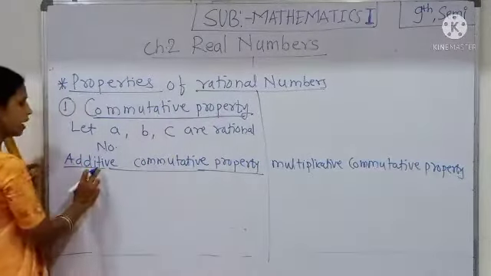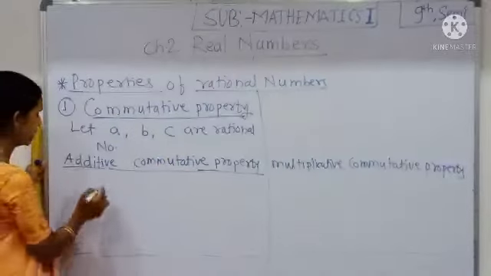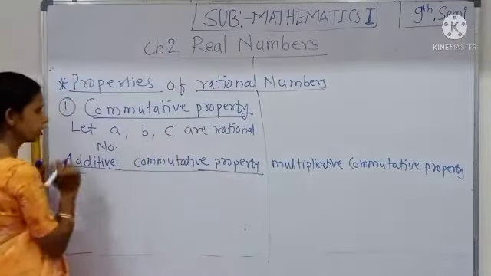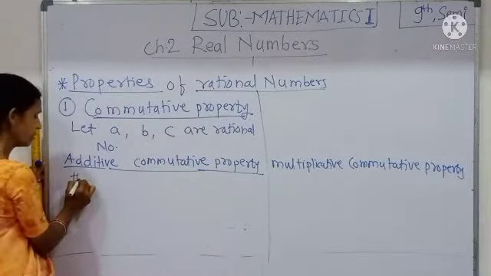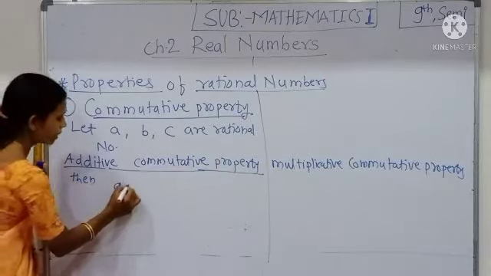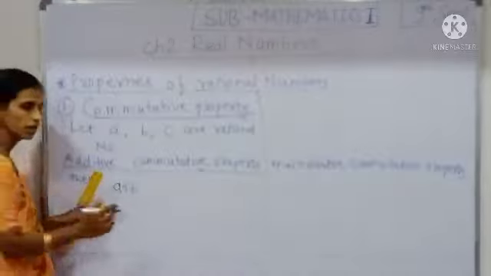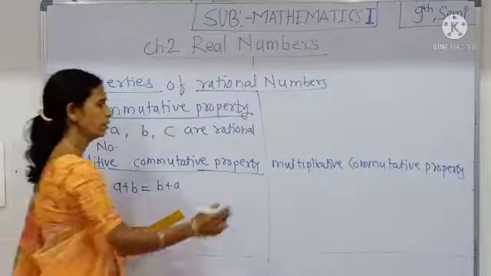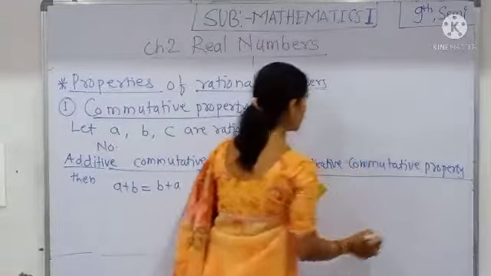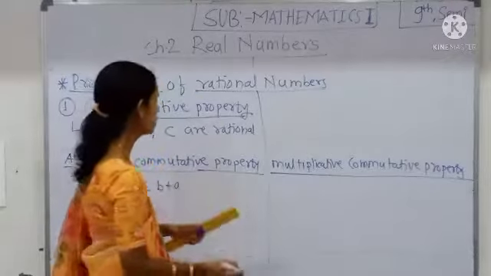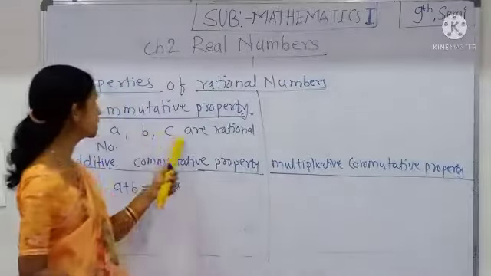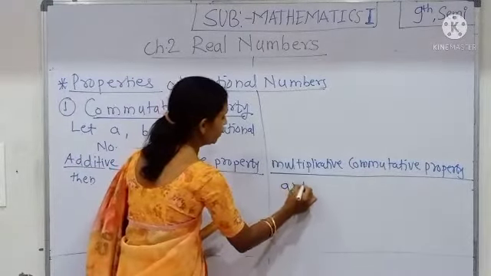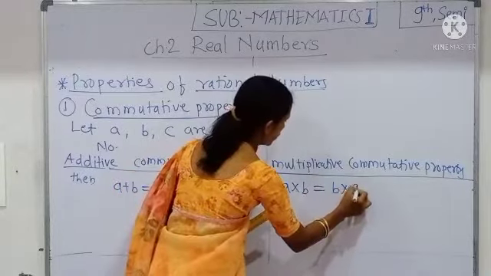See here, first additive commutative property, that is if A, B, C are rational numbers, then A plus B is equals to B plus A. Then here multiplicative commutative property of rational number, that is if A, B, C are rational numbers, then here A into B is equals to B into A.